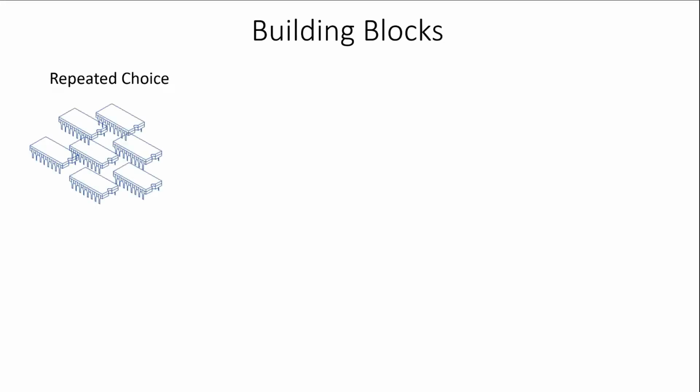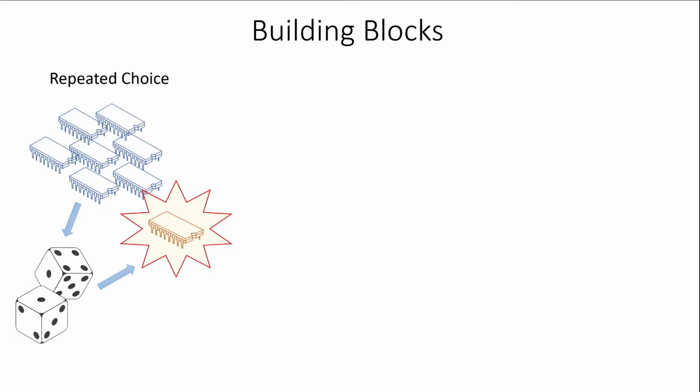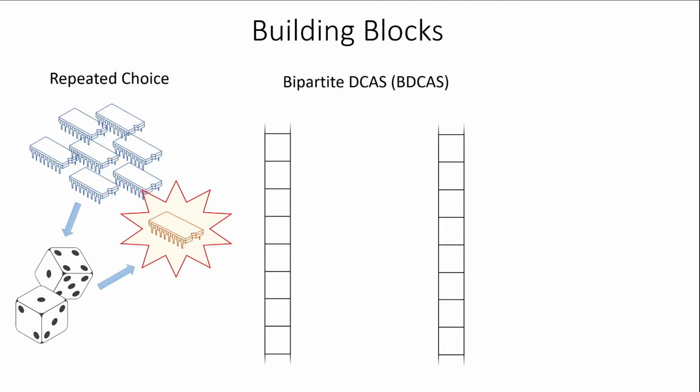For our algorithm, we implement two building blocks. The first one is a repeated choice object that allows a group of interested processes to repeatedly propose values and then to randomly choose a winner among themselves. The other one is a bipartite version of the DCAS object called BDCAS. Here, the array of registers is partitioned into two sets, and now DCAS operations must affect one register from each set. We use the repeated choice object to obtain an efficient randomized BDCAS algorithm.